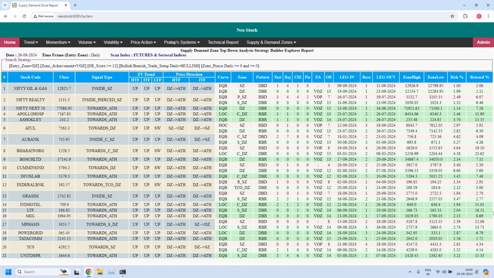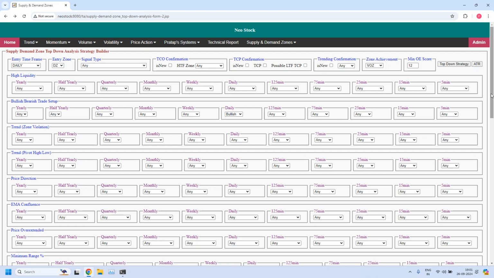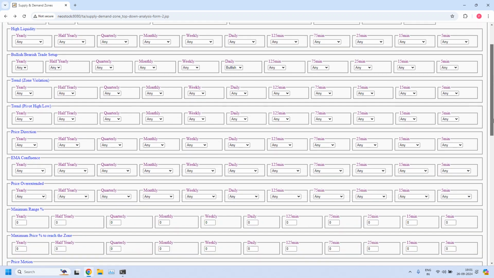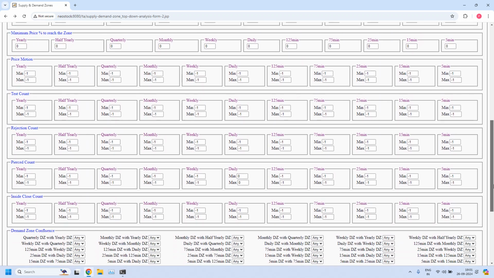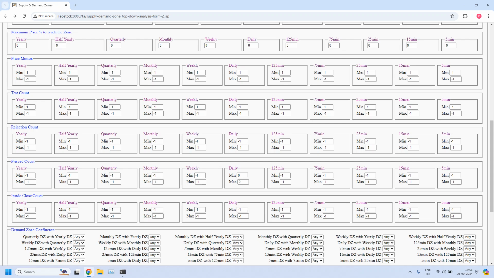Now let us verify out of these 21 how many stocks are having ITF confluence. Why are we looking at ITF confluence? To improve the probability of the zones. So in the demand zone confluence, daily entry time frame demand zone should be part of the weekly, because weekly zone is ITF time frame. Demand zone confluence means the lower time frame zone is part of the intermediate time frame, that is ITF confluence. So daily zone is part of the weekly zone.